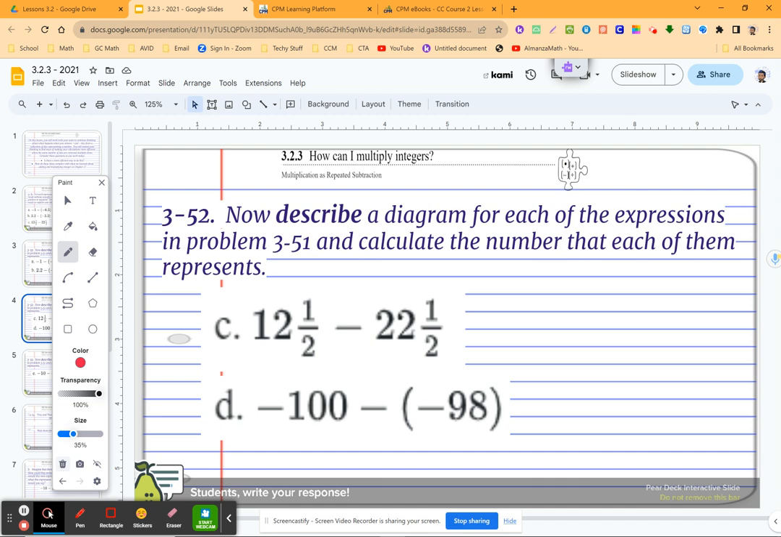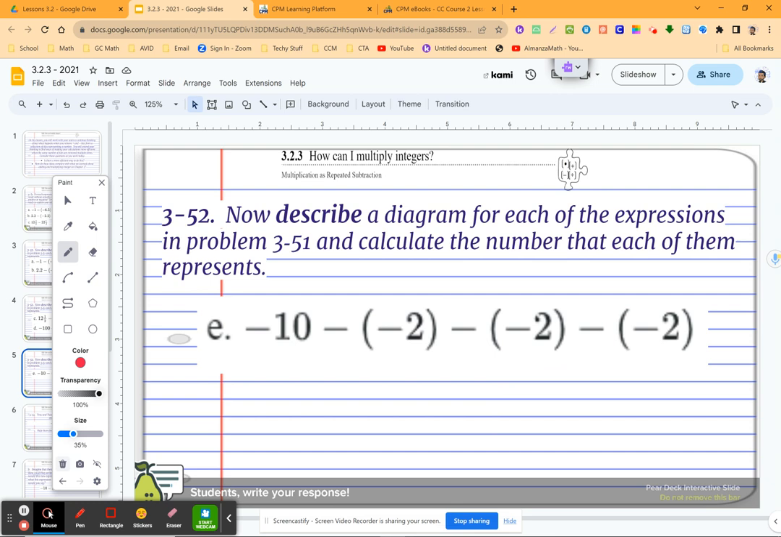And then for D, negative 100 minus negative 98. Okay, we already know that that would be a negative value. And here's what the drawing would look like. Describe it in words, please. Okay, so I'm moving on to the next slide.